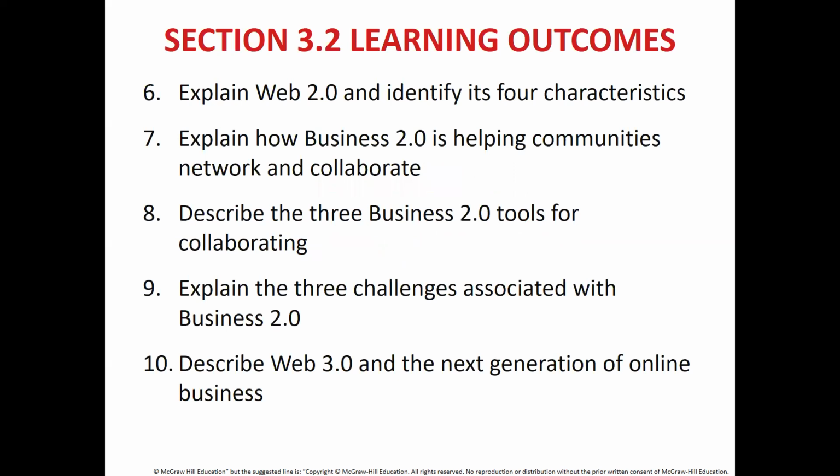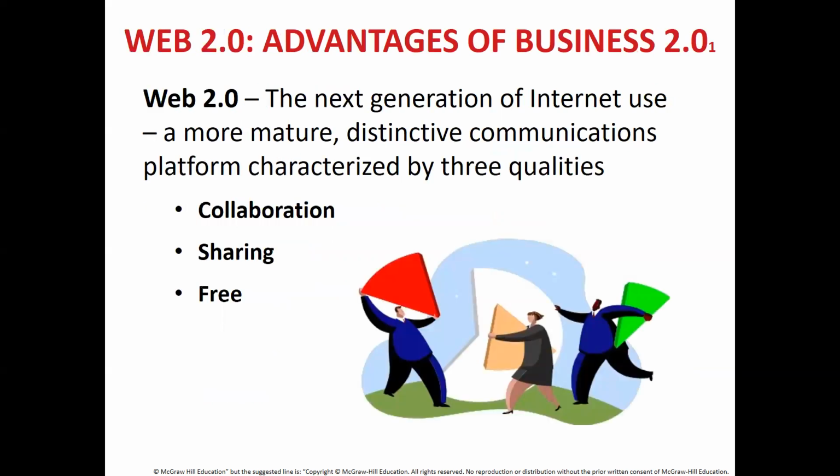Section 3.2, Planning Outcomes. Explain Web 2.0 and identify 4 characteristics. Explain what Business 2.0 is, helping communities network and communicate. Describe the 3 Business 2.0 tools for collaborating. Explain the 3 challenges associated with Business 2.0. Describe Web 3.0 and the next generation of online business.